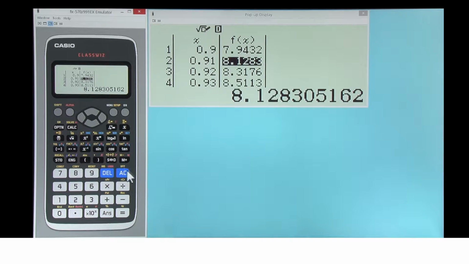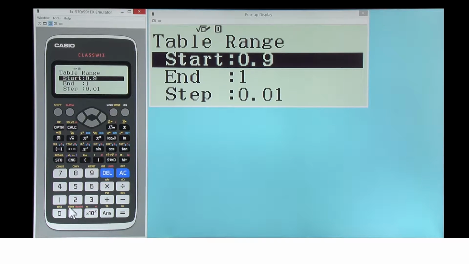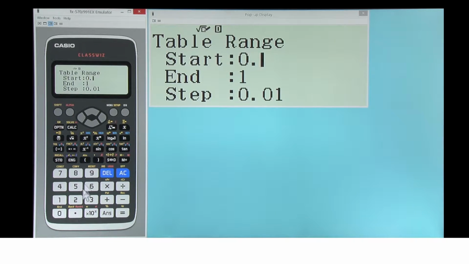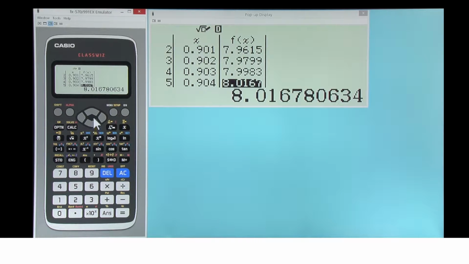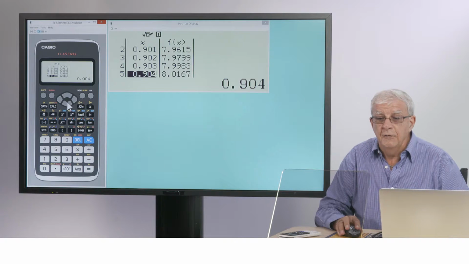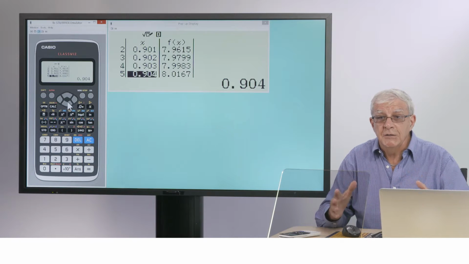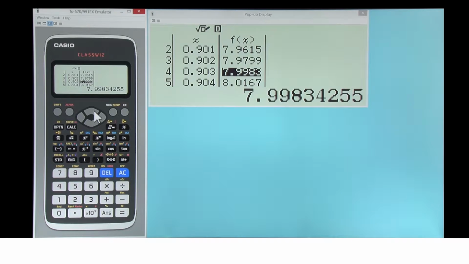So we could continue that process just to do it one more time. Start with 0.9 and finish with 0.91, which we know is too large, and change the step to 0.01. And now we're looking for an 8, remember? Somewhere down here is an 8. 0.903 is not enough, and 0.904 is too much. So we could get closer and closer to a value that when we raised 10 to that power would be 8.